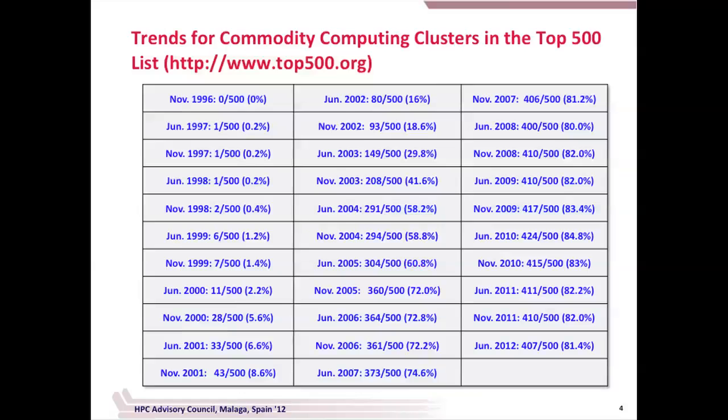Now, looking at this roadmap and also a little bit at the past, you will see that amongst all these systems, the clusters are playing a big role. In November 1996, there were no clusters in the Top 500, only traditional MPP systems. But over the years it has gone to almost 80%, and for the last 5 to 6 years it has been hovering around 80, 82, 83%. So the clusters are playing a big role, and we need to keep an eye on that.